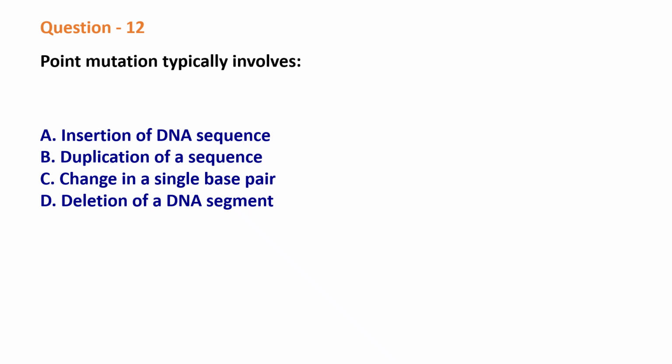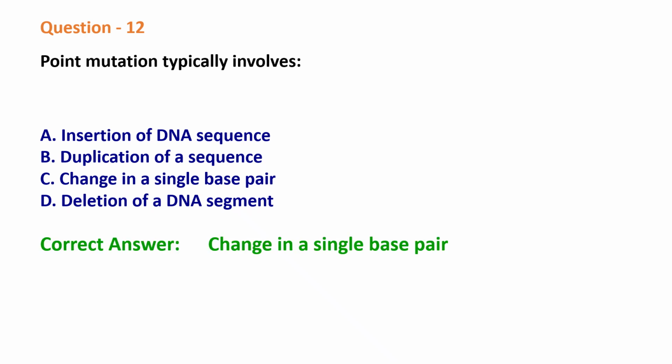Point mutation typically involves, options: insertion of DNA sequence, duplication of a sequence, change in a single base pair, deletion of a DNA segment. The correct answer is change in a single base pair. As the term indicates, point mutation, the change is only at a point, that is only at a single base pair.